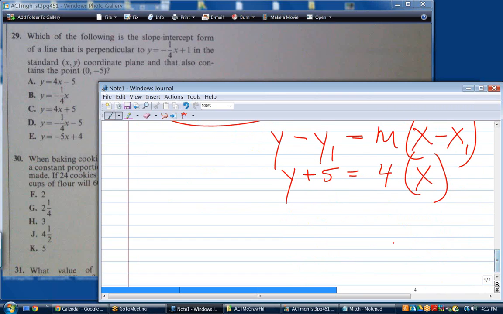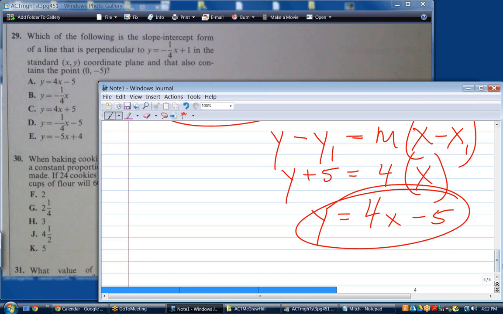Oh, yeah. So the equation, in other words, they didn't give it to us in point-slope. They gave it to us in slope-intercept. So let's mix this up, and which one is it equal to? It would be A. Yeah, 4x minus 5.